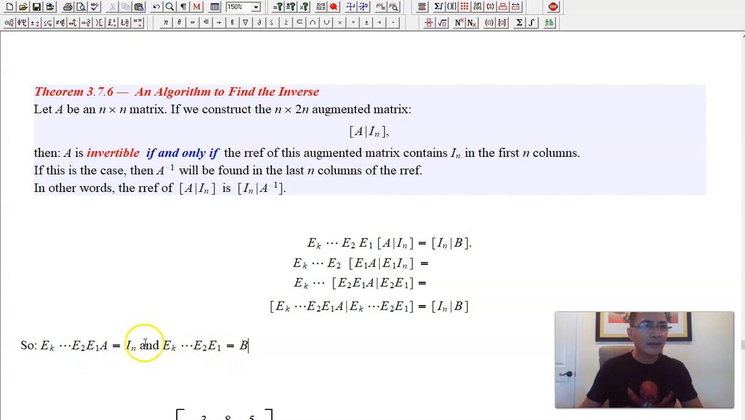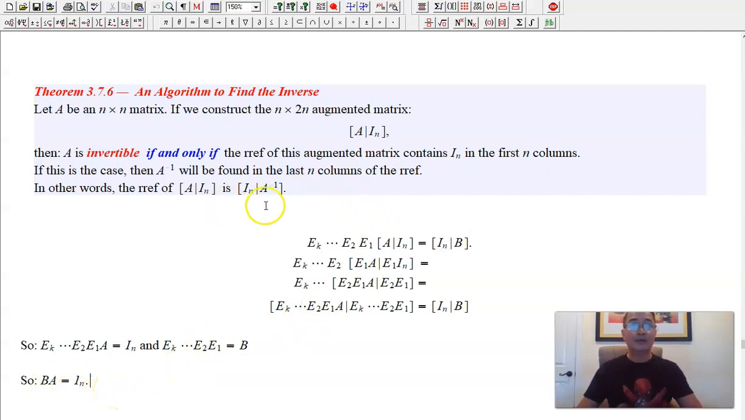Wait a minute. This guy over here is the same as this guy over here. Ooh. So B times A is the identity. Looks familiar? Remember the 2-for-1 theorem. If B times A is the identity, B has to be A inverse, A has to be B inverse.